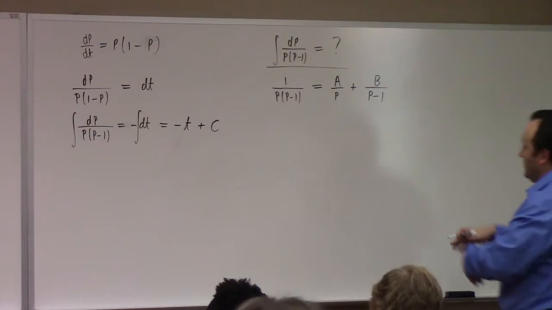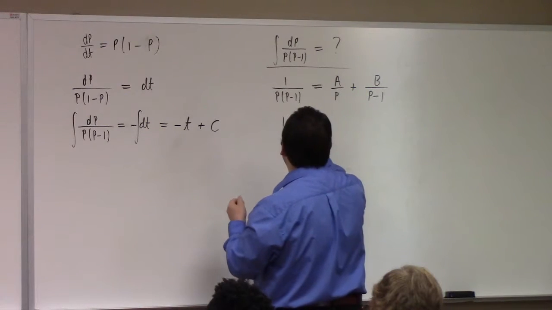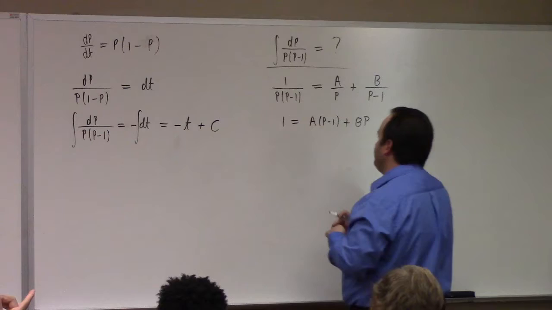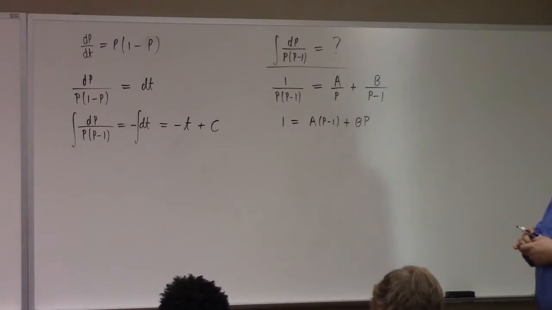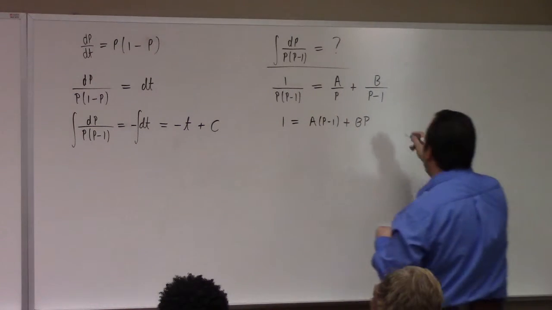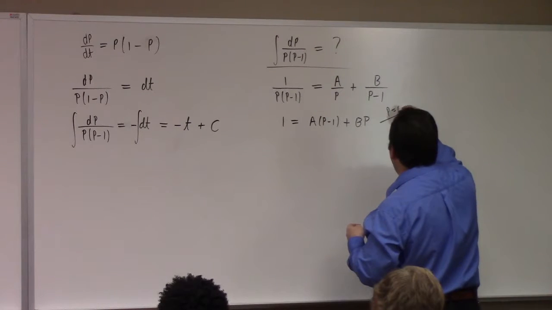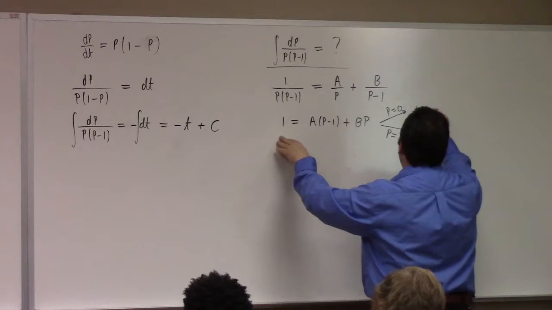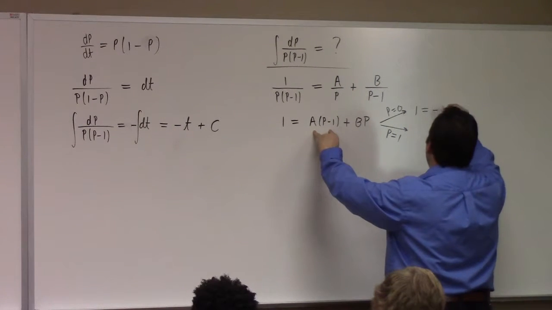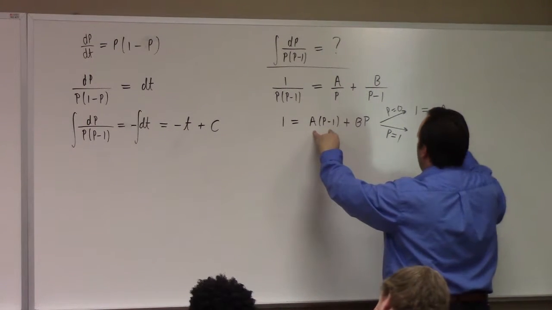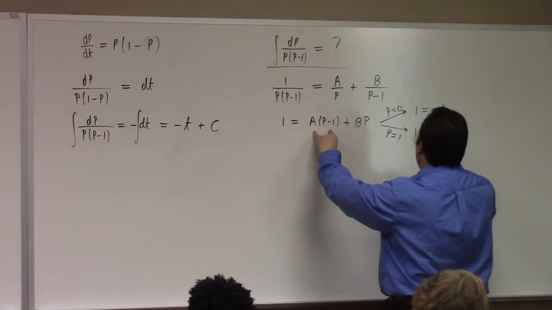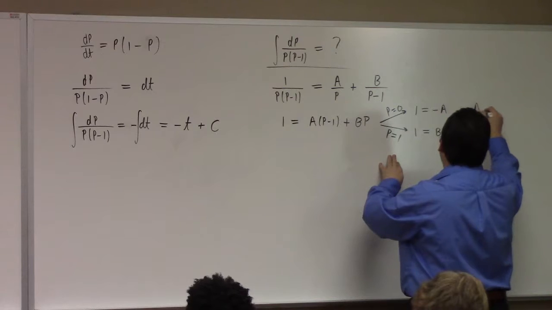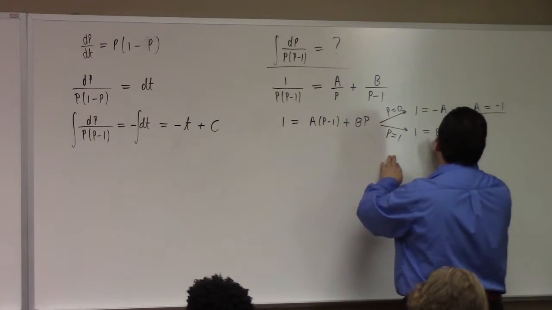Now we need to figure out what a and b are. How do we do that? Multiply both sides by the denominator. And then I would suggest we plug in population 0, population 1, and see what happens. p equals 0 gives me 1 equals minus a. And p equals 1 gives me 1 equals b. So therefore a is minus 1 and b is 1.